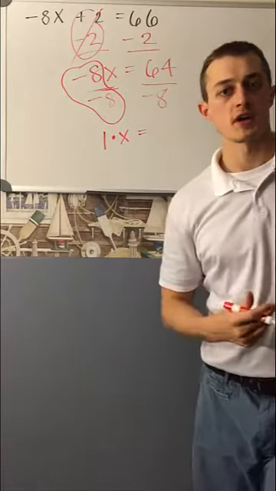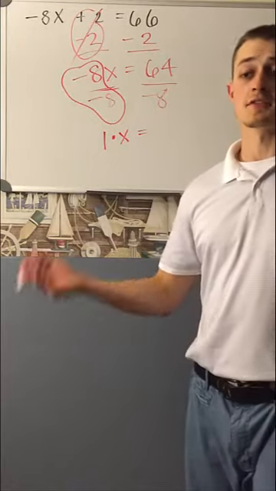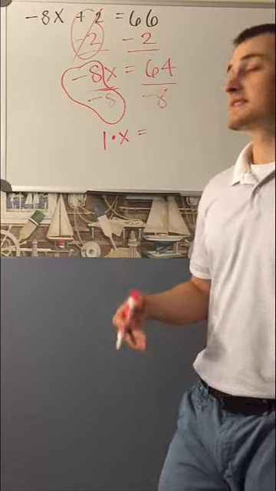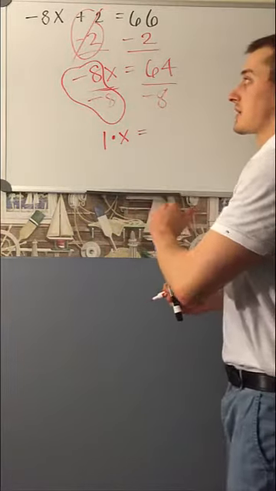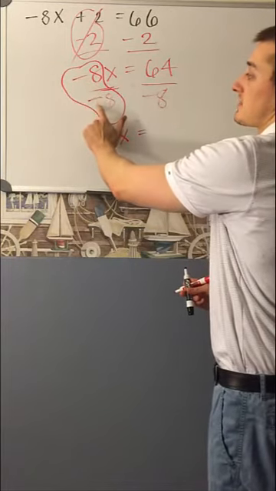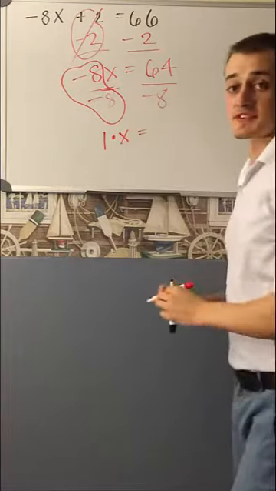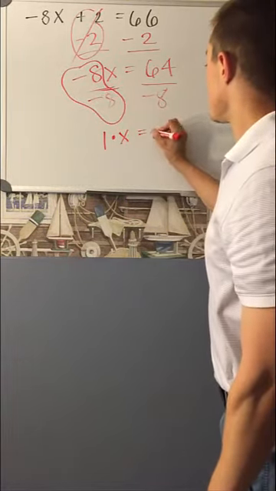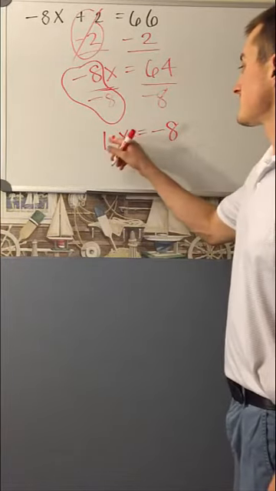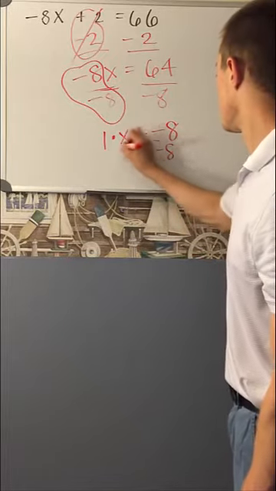I've got 64 divided by negative 8. Well, I know that 8 times 8 is 64. So 64 divided by 8 is going to be 8, but I have this negative that's got to stay out there. And unlike on this side where I had 2 negatives, a negative on top and a negative on bottom, this time I only have a negative on bottom. So my negative is going to stay, and that's going to give me negative 8. And now x times 1 is just x. So x equals negative 8.